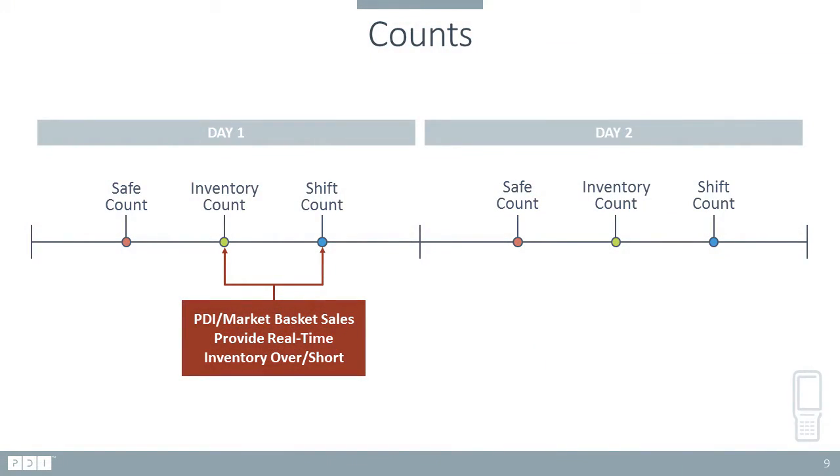Now, once we get those little snapshots throughout the course of the day, the next thing we can do is look over at PDI Market Basket. PDI Market Basket knows what you sold and at what time of day you sold it. That's a cool place to be, because if I know what you had at 9 a.m. and I know what you have at 3 p.m. and I know what Market Basket says you sold between there, I can tell you what you ought to have had at 3 p.m. and compare that to what you said you had at 3 p.m. That means at any point in the day you can get real-time inventory over and short for these lottery tickets.